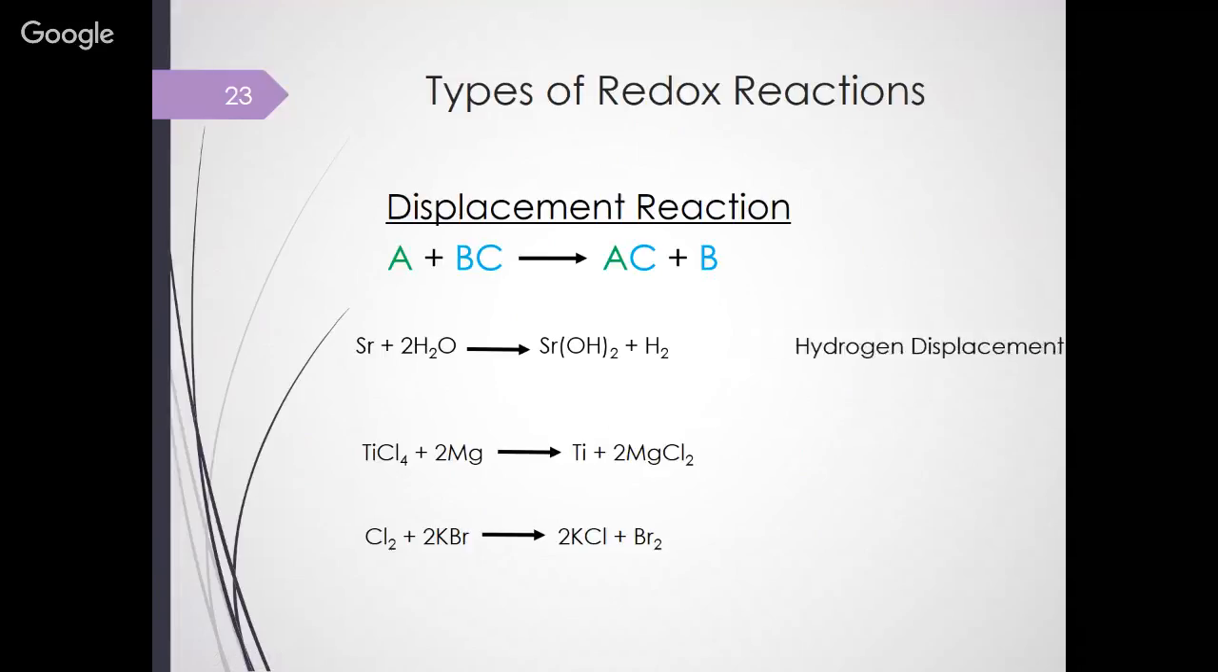So some examples of this would be hydrogen displacement. The strontium has kicked out a hydrogen to form hydrogen gas, and then form strontium hydroxide. Down here, we can see metal displacement, which means the magnesium replaced the titanium and formed a new chloride compound. Another example would be halogen displacement, which means that bromine was replaced by chlorine. And not all halogens can replace other ones. Everybody has their own power to either replace something or it doesn't.